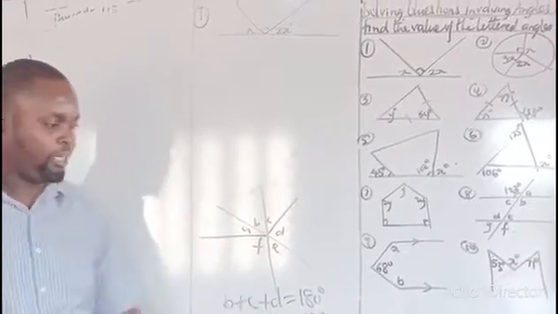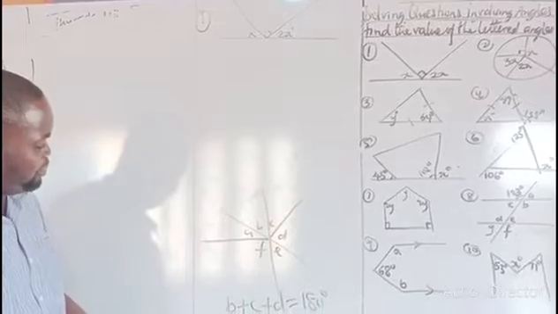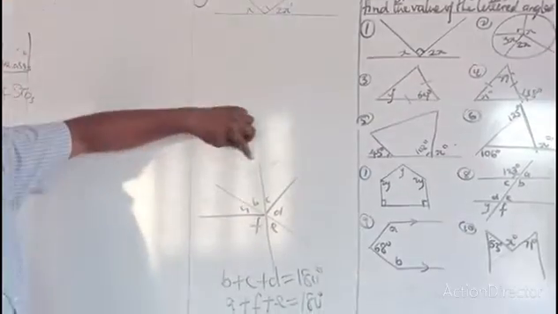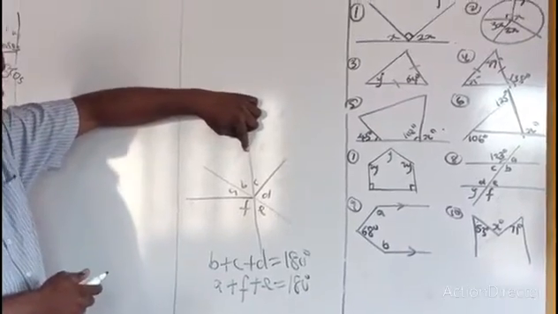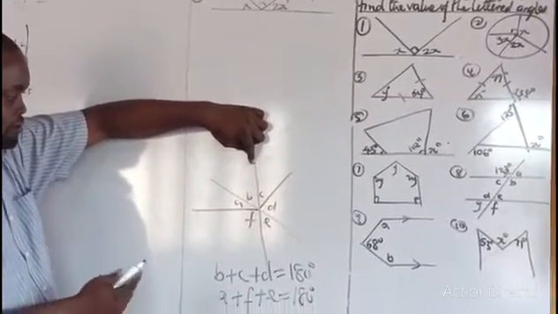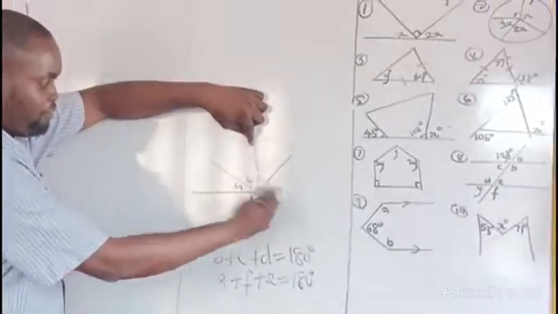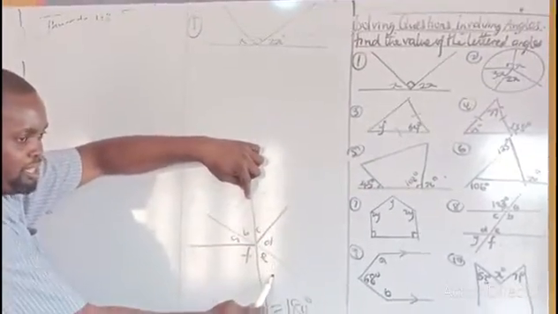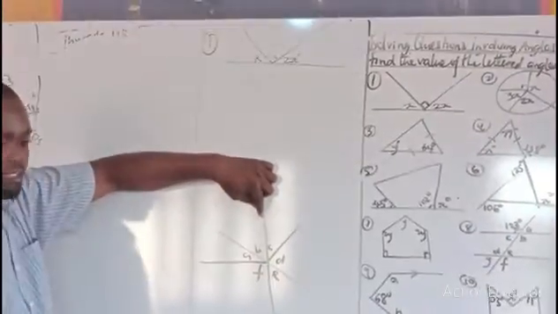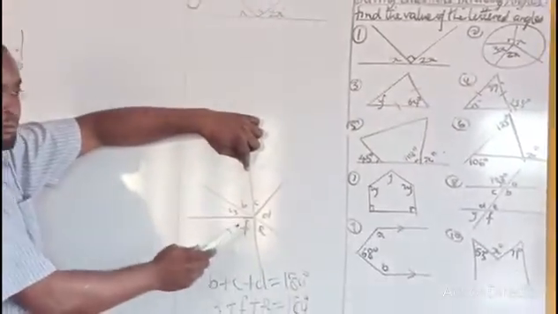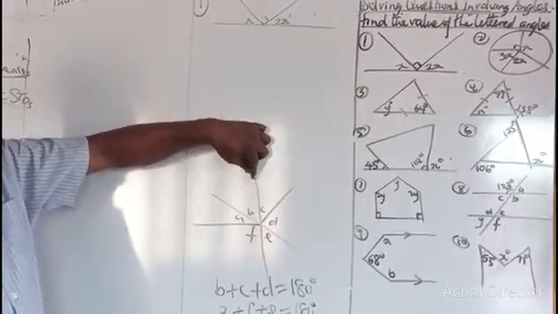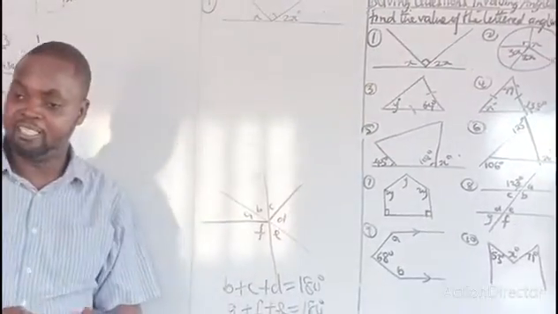Do you understand? Okay. What if I'm using the other straight line? Which one is the other straight line that we have there? We have this. Is this a straight line? Yes. So if this one is the straight line I want to use, what do we say? C plus D plus E gives us 180 degrees. Or B plus A plus F. Are you getting that? So that is angle on a straight line.